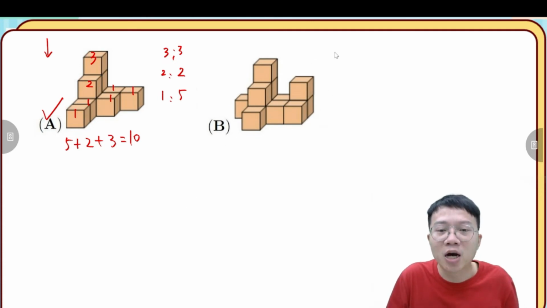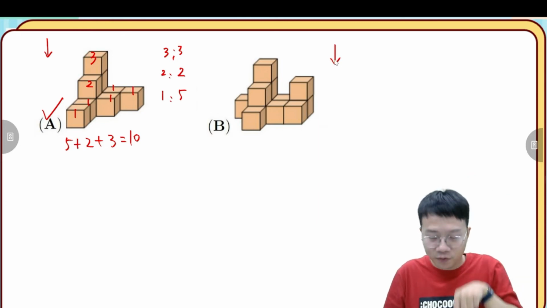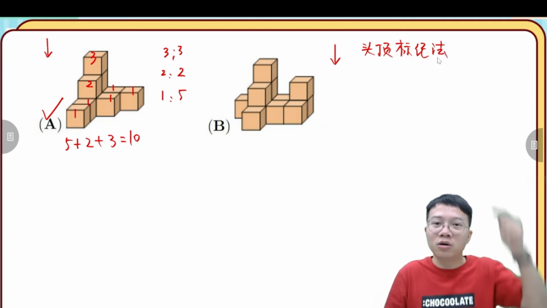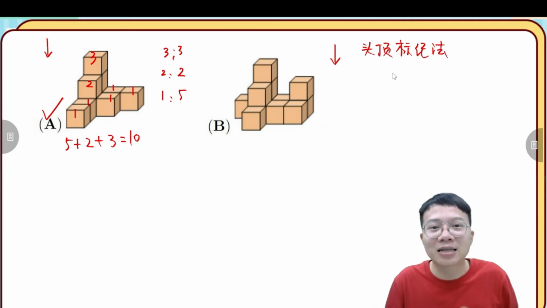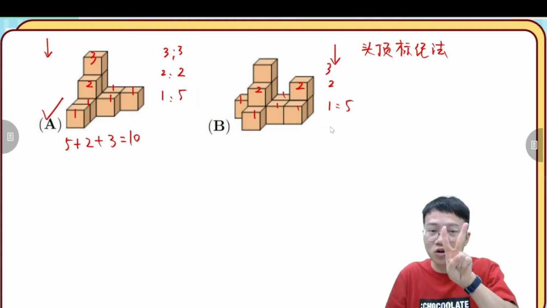Okay, so still remember, we look at it from the top first, from high to low. This is called the top-view marking method, the "head-top marking method". So we look from the top down and see how many there are on each floor. Okay, and then we count it. Here we have 3 floors, right? Again. So the first floor, let's count. 1, 2, 3, 4, 5. Okay, we have 5. And the second floor, 2.